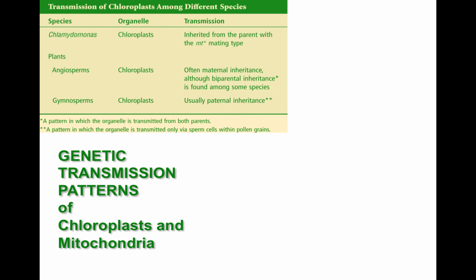How are chloroplasts and mitochondria transmitted from a fertilized egg, or an embryo, or a zygote to the daughter cells or the offspring? Well, for chloroplasts, in Chlamydomonas, it's inherited from the parent with the MT plus mating type. But in plants, angiosperms and gymnosperms have a slightly different variety. Angiosperms have chloroplasts that are often maternal in inheritance.